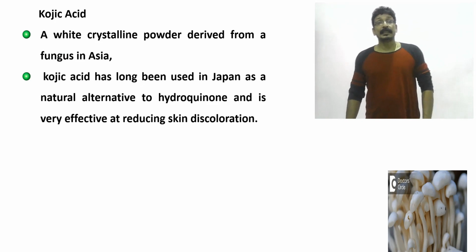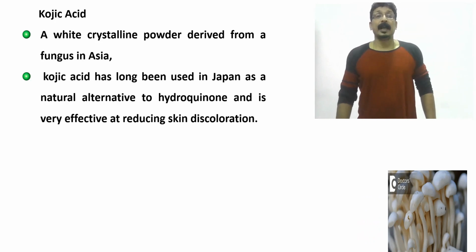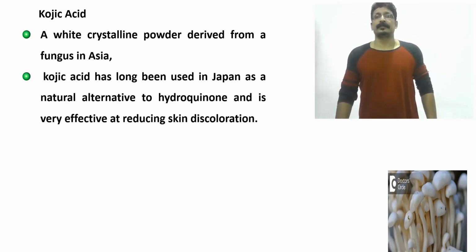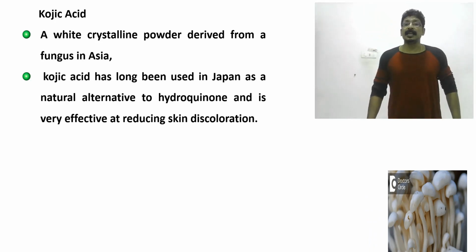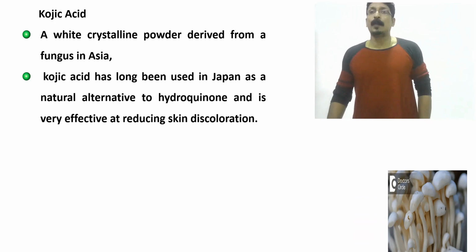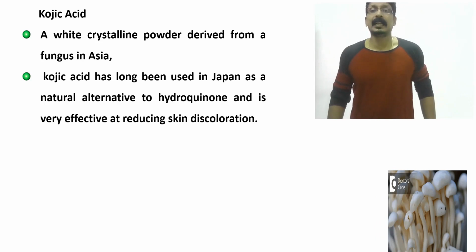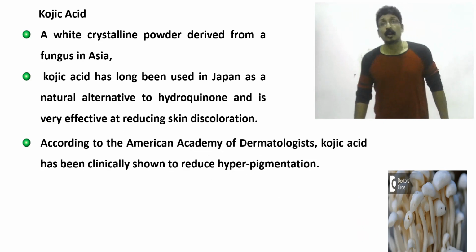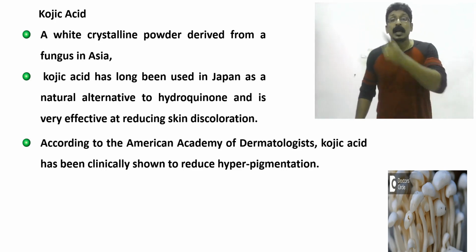Kojic acid has long been used in Japan, a natural alternative to hydroquinone. Hydroquinone is a synthetic product which has been mixed with steroids and given for external application as various bleaching agents. So kojic acid has an effect similar to hydroquinone. It has been proved experimentally, and it is very effective at reducing skin discoloration. According to the American Academy of Dermatologists, kojic acid has been clinically shown to reduce hyperpigmentation.